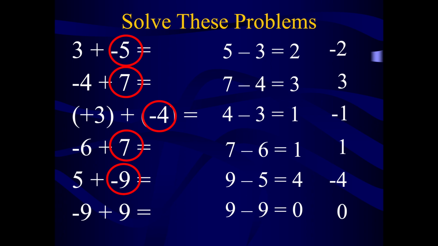On the next problem, we have a negative 4. Our answer is going to be negative. We subtract the smaller number from 4, leaving us 1. But we have to make it negative because the bigger number is negative. So the answer is negative 1. On the next one, the larger number is 7.